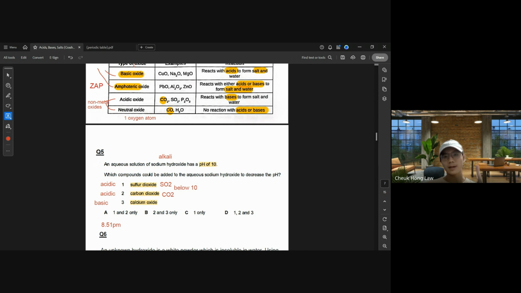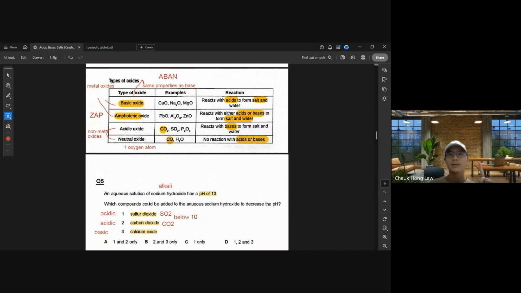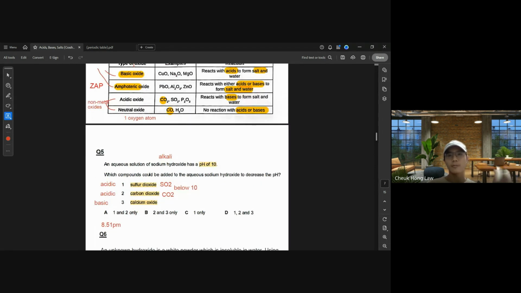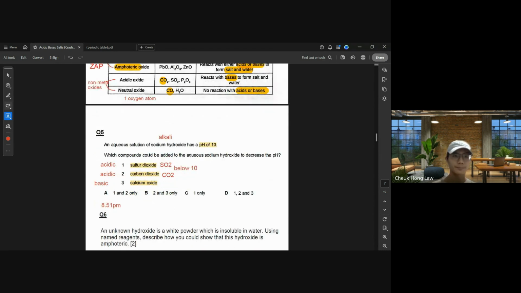But one thing that calcium oxide doesn't fulfill is that it cannot react with sodium hydroxide. We learned that basic oxides only react with acids to form salt and water. They don't react with other alkali. Therefore, this cannot react with sodium hydroxide, so the pH will remain the same even if you add it. So your only options are 1 and 2. So B, C, and D are out. Your answer is A.